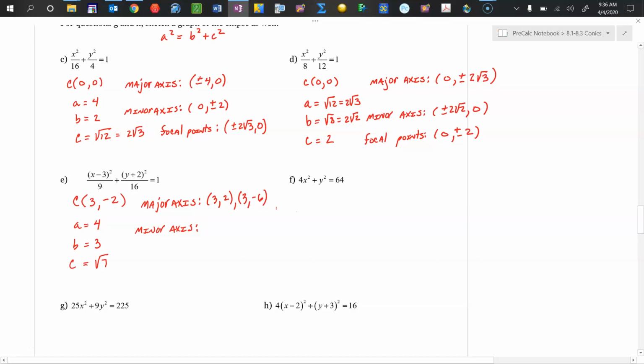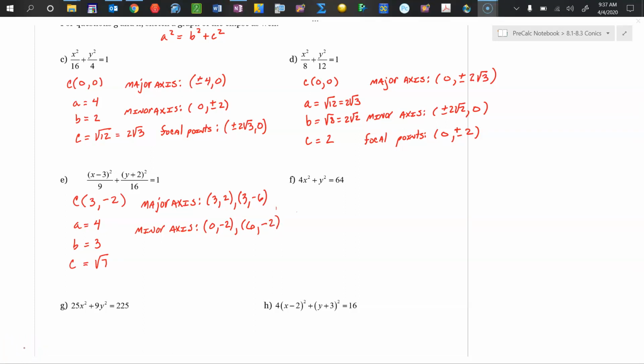The endpoints of the minor axis are going to be found by starting at the center, and in this case, moving left and right because this ellipse is longer in the vertical direction, shorter in the horizontal direction. So we're going to start at the center and move left and right 3 units. If we start at 3, -2 and move left 3 units, we'll be at 0, -2. And if we start at 3, -2 and move right 3 units, we'll be at 6, -2.